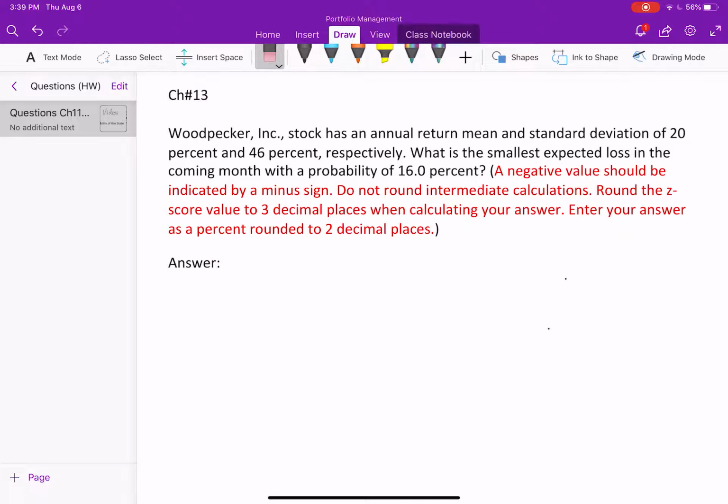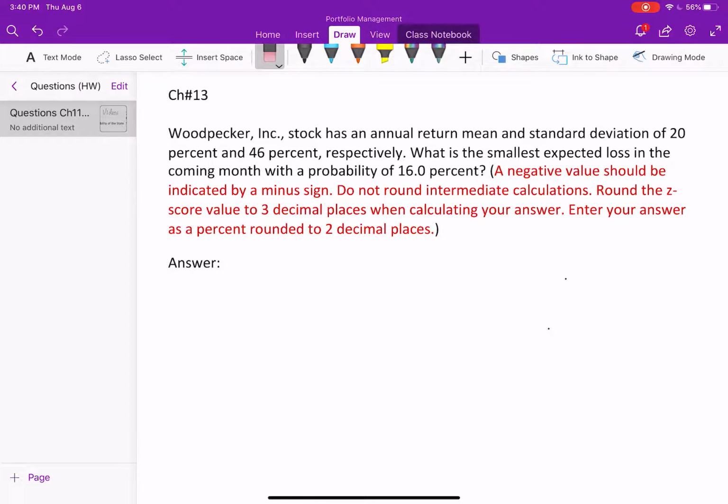This question is related to the topic of value at risk, a very popular technique used to assess the risk of an investment. Many financial institutions, banks, investors, and fund managers are concerned with what the minimum expected loss is, with a certain probability, over a particular horizon.